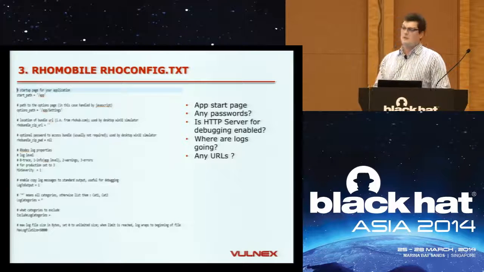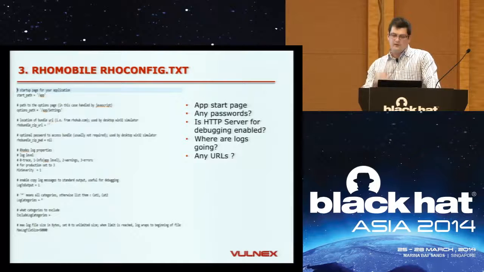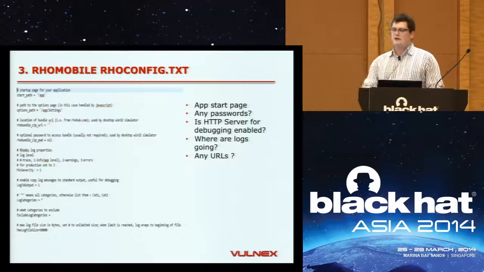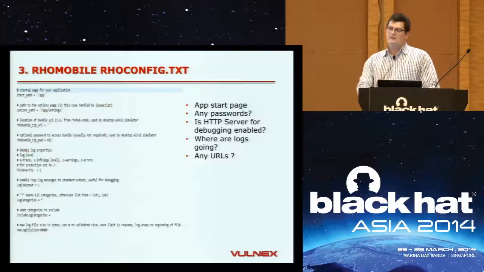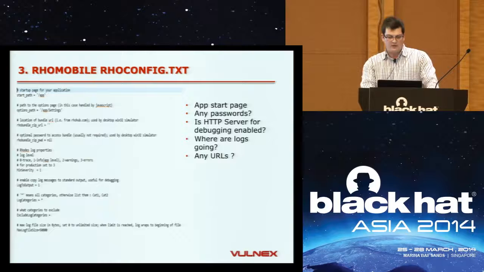So when we are reviewing this file, we have to look for this. I mean, are there any passwords? Has the HTTP server been enabled or not? Where are the logs going? You can also define here whether the logs stay in the device, or whether it also sends the logs to a server. So we can get all this information from this raw configuration file. And here we can find some interesting pieces when we are doing a review of a raw mobile application.